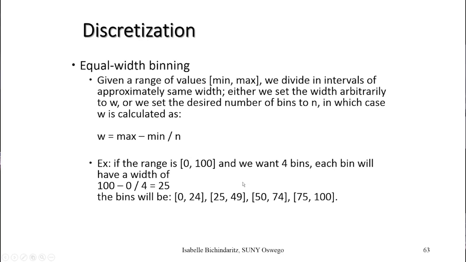Example, if the range of values is 0, 100, and we want 4 bins, each bin will have a width of max minus min, which is 100 minus 0, divided by n, which is 4, 25. So the bins will be 0-24, 25-49, 50-74, and 75-100.